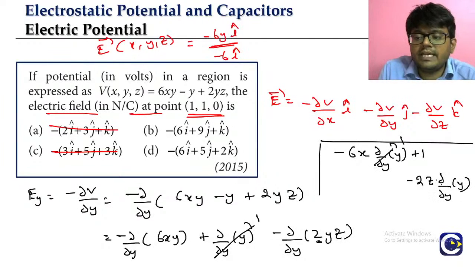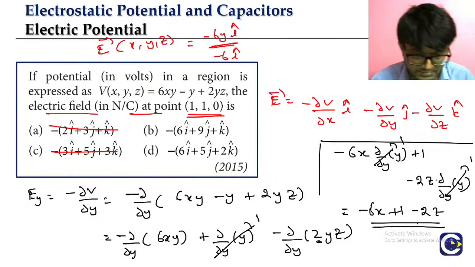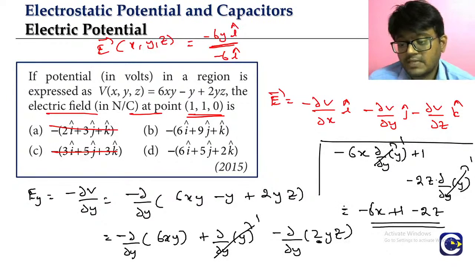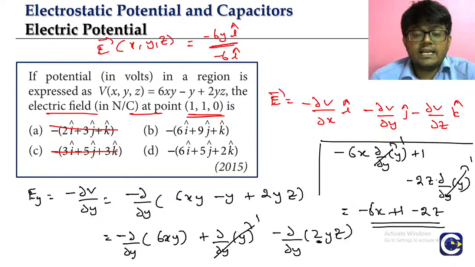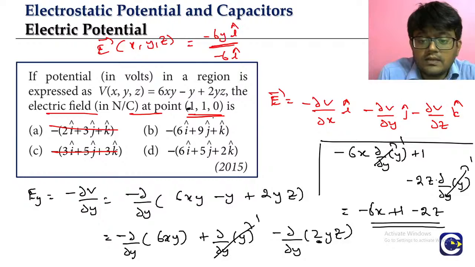So the derivative of y is 1. What is it? Minus 6x plus 1 minus 2z. Look here, we have to substitute the value of x is equal to 1, y is 1, and z will be 0.